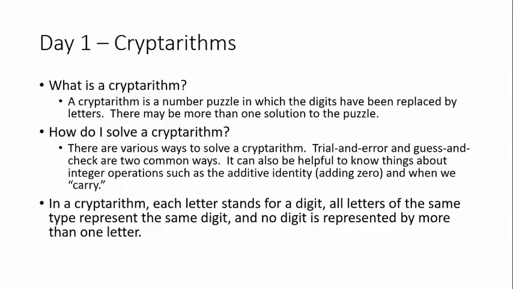In a cryptarithm, each letter stands for a digit. All letters of the same type represent the same digit. For instance, if you have the letter G appearing in 2 or more places, that letter G stands for the same digit. And no digit is represented by more than one letter. It's almost like working in a code and you're trying to break the code.